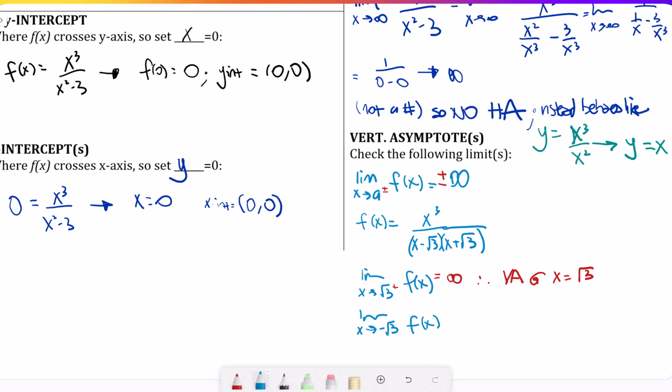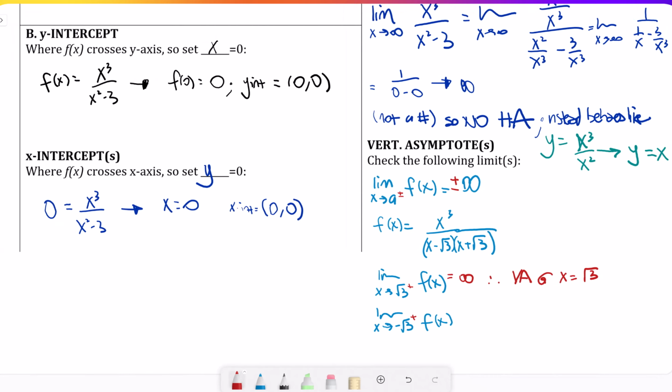And let's say from the right again. Okay, in this case, we're at like a negative 1.6 that we plug in. Okay, and so we'd have a negative value. That's negative infinity. All right. And so we have a vertical asymptote at x equals minus radical 3 as well.